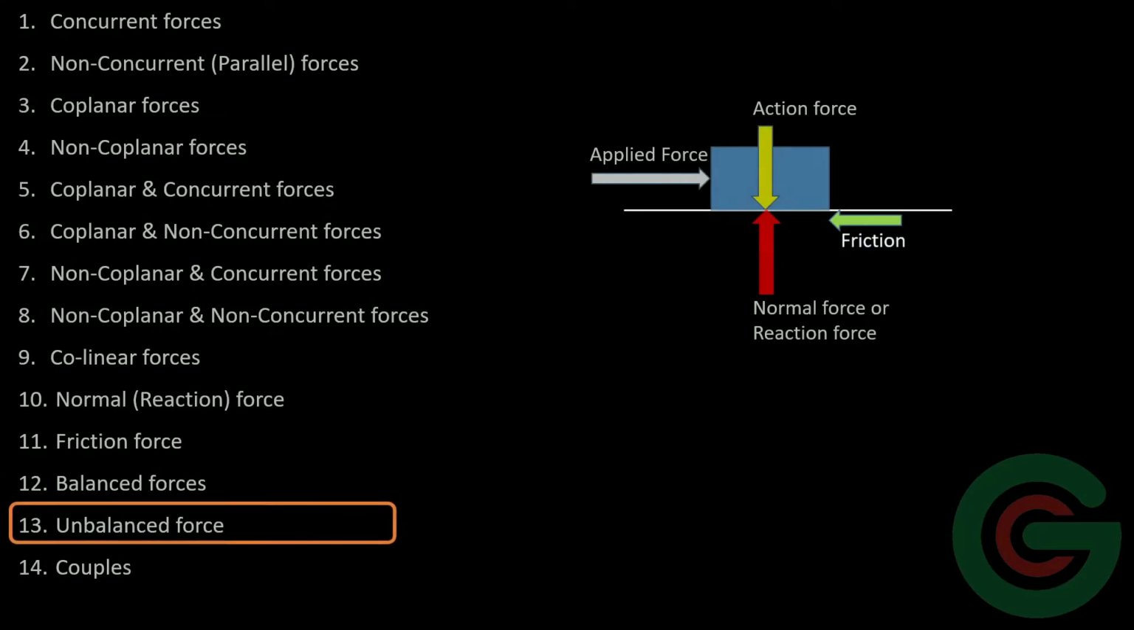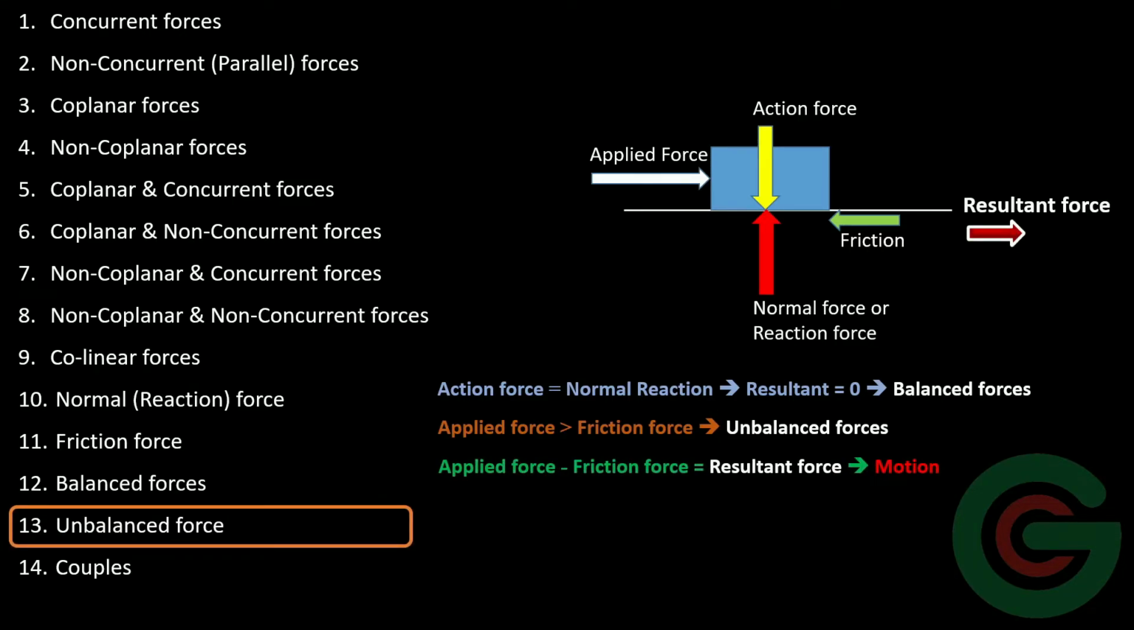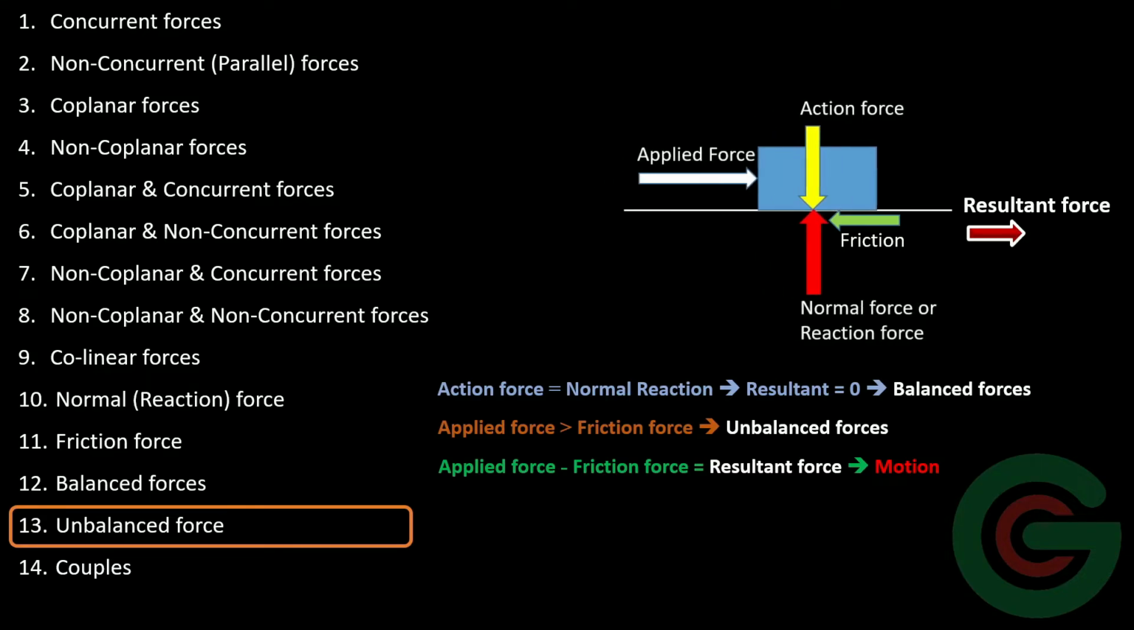Next, unbalanced forces. When the action force is equal to the normal reaction, they are called balanced forces. And in that case, the net force, or the resultant force, will be equal to 0 along the vertical direction. But suppose the applied force is greater than the opposing friction force, then they are called unbalanced forces. And there exists a resultant force which is equal to the difference of the applied force minus the friction force. This resultant force, or the net force, causes motion of the object in the horizontal direction.